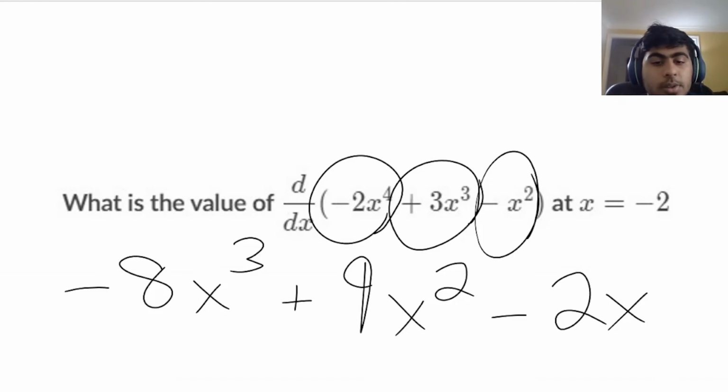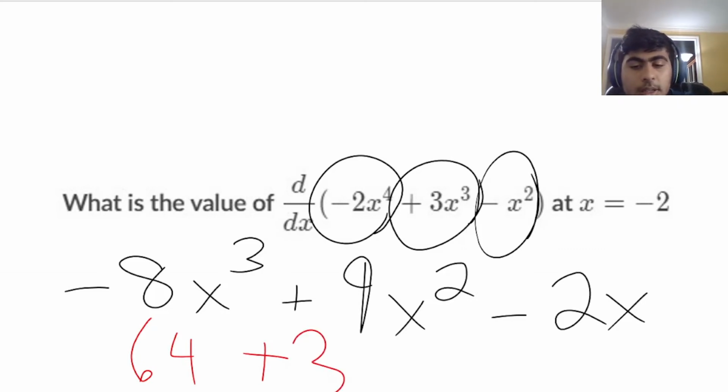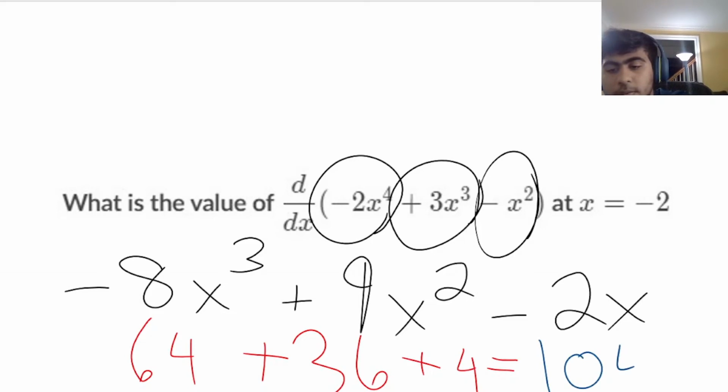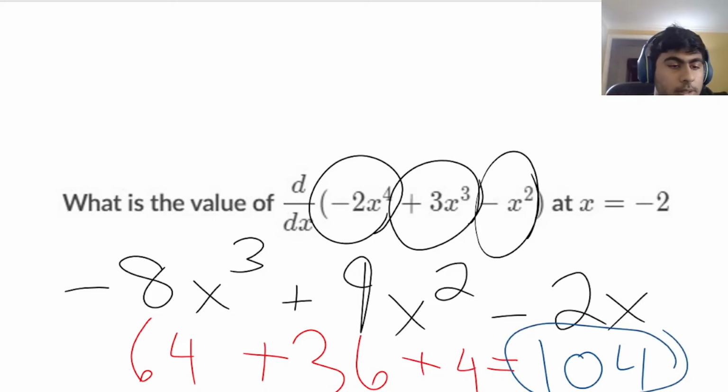Minus 2 cubed is going to be minus 8. Minus 8 times minus 8 is 64. Then minus 2 squared is going to be 4. 4 times 9 is 36. And then minus 2x: minus 2 times minus 2 is going to be 4. So that's going to end up being 104 as our derivative. And we are done with that question.